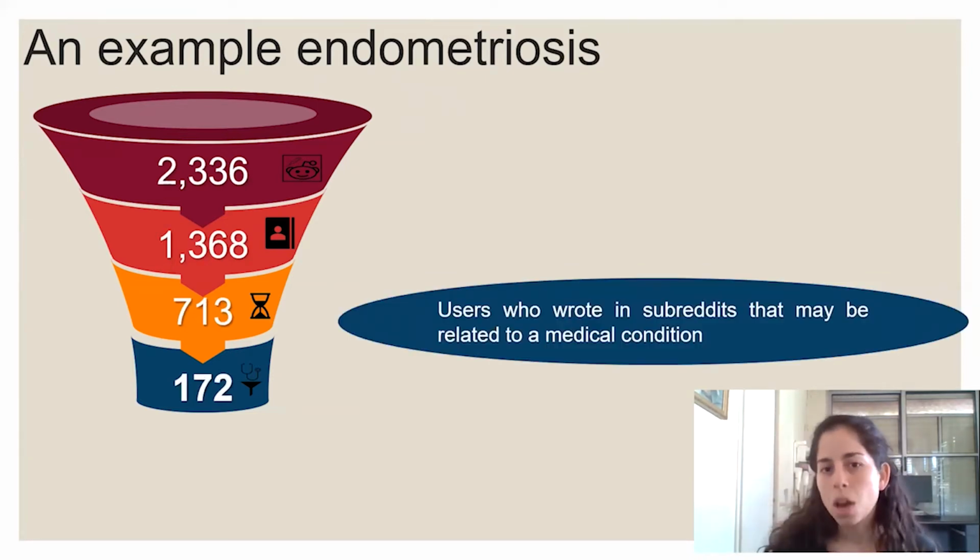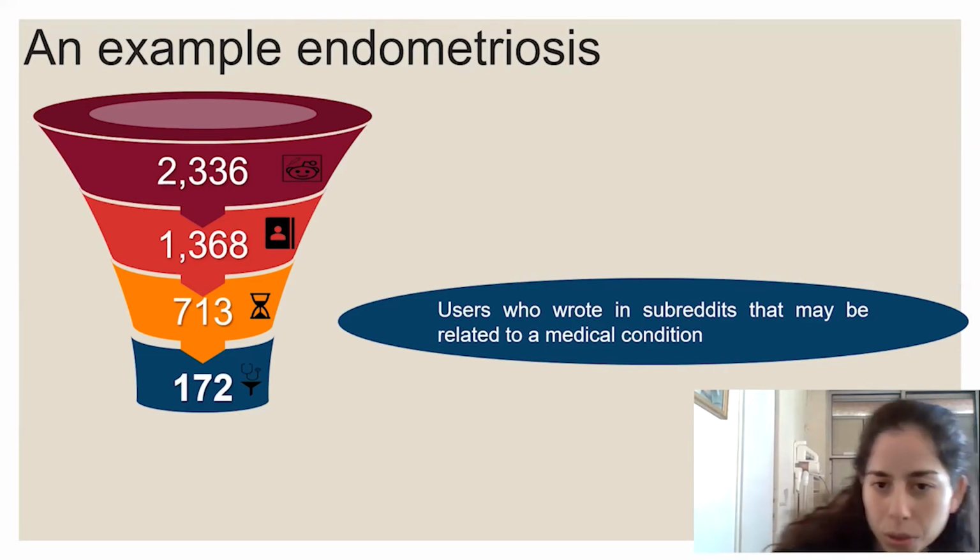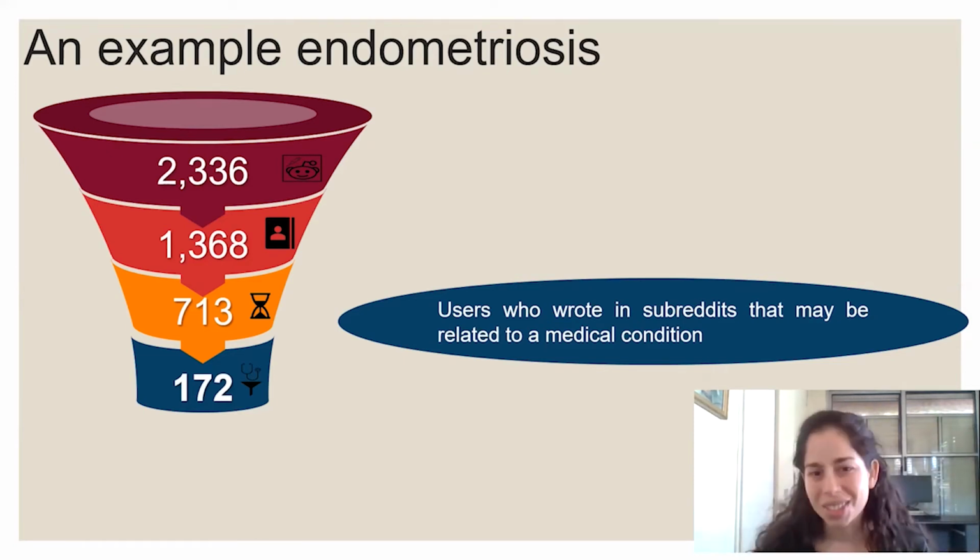The last step was to focus on subreddits that contain postings that are probably related to a medical condition. The 13 subreddits that had the most postings from the most unique users were selected. Using crowdsourcing, it was decided if a subreddit might be related to a medical condition. We use crowdsourcing to generate a generic pipeline. This step was essential to eliminate very popular subreddits that are really irrelevant to a medical condition, like dogs.